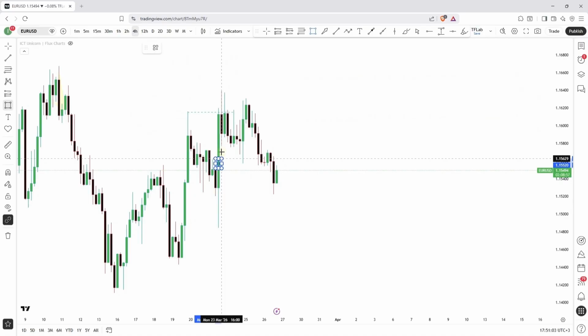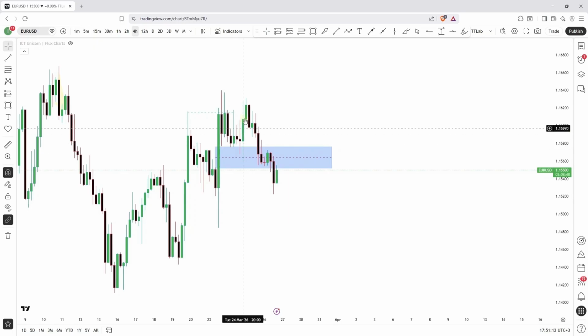Looking at the chart here again, I have an FVG identified. And right here in this zone, the price has come back into this FVG. And once again, it has moved toward this specific level.